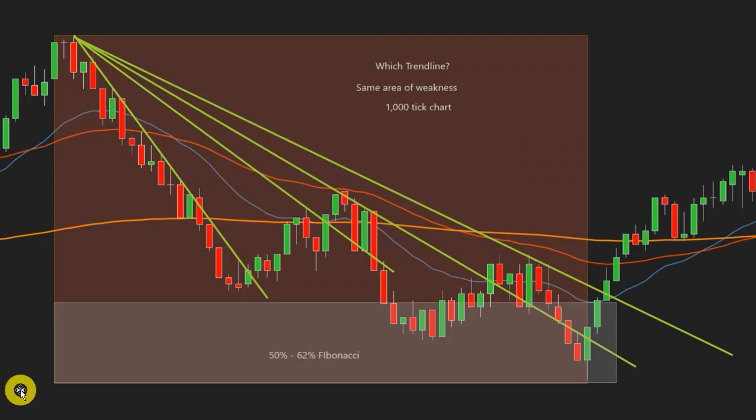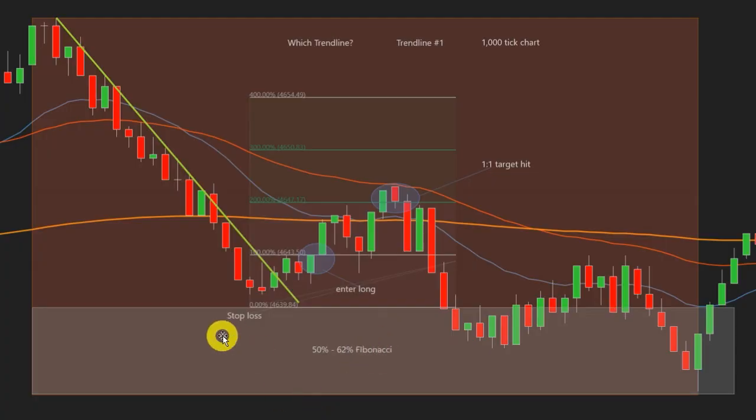Okay, we're going to look at all four of them. Let's look at the first one first. All right, here we go. This is the first one. Remember, this falls at the 62% retracement level, and we're looking for a trend line break, and we're looking for an entry, and we're looking for a stop loss.